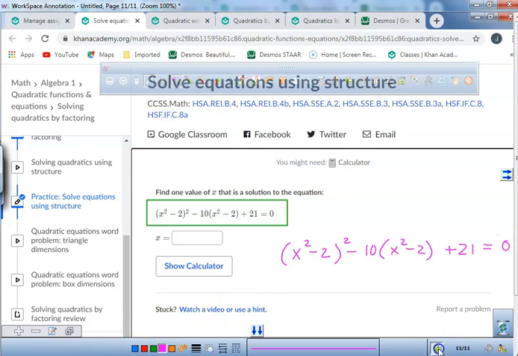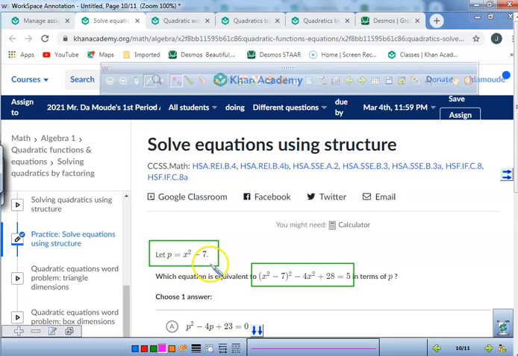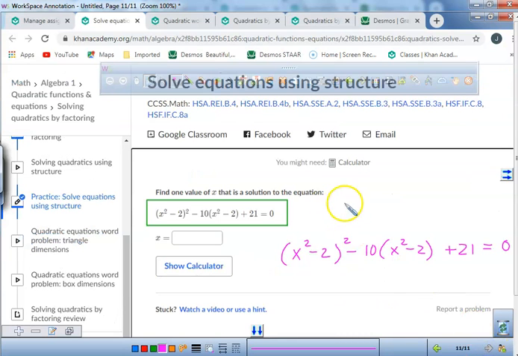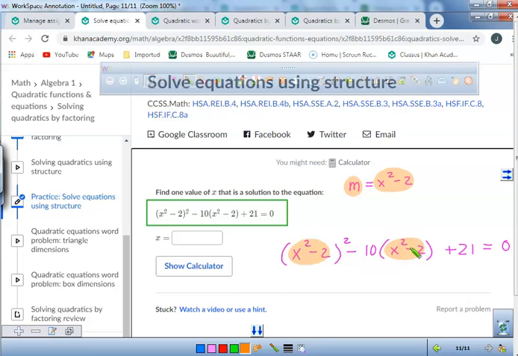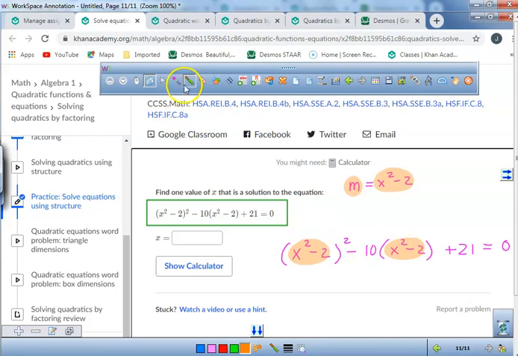Now, if we look back at our previous one, it said P equals x squared minus 7. So if we wanted to use the letter P, we could still use the letter P. If we want to use a different letter, how about this? What if I said M equals x squared minus 2? Could I use the letter M for that? Sure. So right now, wherever you see an x squared minus 2, just replace it with the letter M. I just want to let you know it doesn't always have to be the same letter. We can choose whatever variable we want, okay?